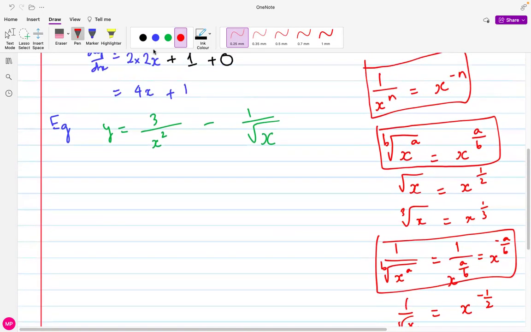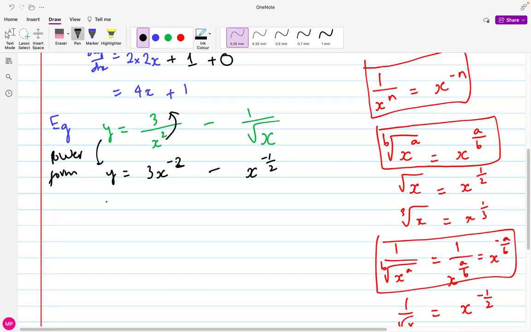All right, now let's get back to work here. So my first step is I'm going to make that in power form. I haven't derived yet. I convert that to power form. So I have y equal 3 x to the power of negative 2, minus square root of x, and we say square root of x is x to the power of a half. And when you bring to the top, it becomes x to the power of negative a half. All right. Then you just derive them from here.